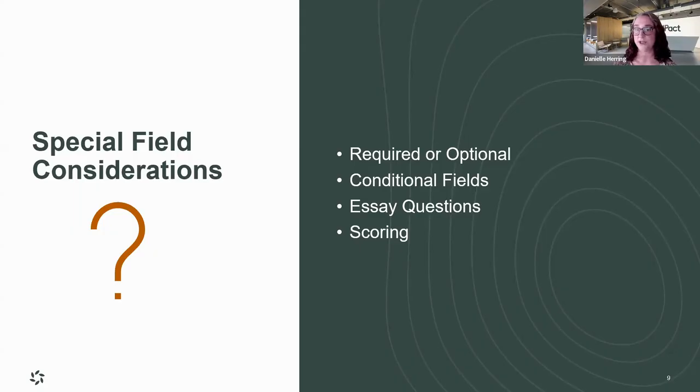You'll want to consider which fields will be used for scoring the application. If so, what method will be used for scoring? The options for scoring are none if the field is not used for scoring. Numeric allows the reviewers to assign a numeric value for scoring. So an example would be a scale of 1 to 5, with 5 as the most favorable score.